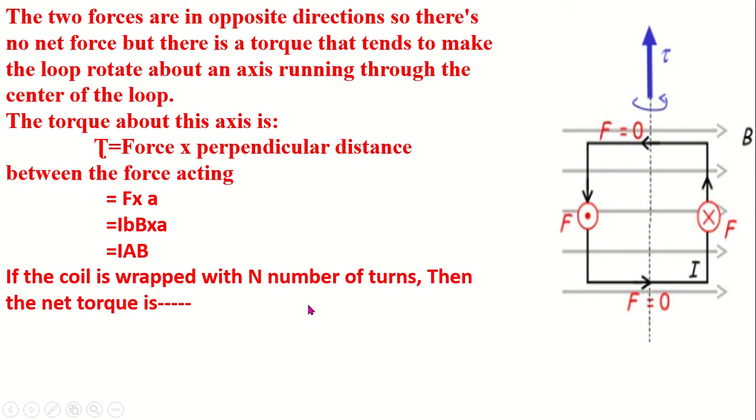If the coil is wrapped with N number of turns, then the net torque is what? Then you just multiply N with this term, and the torque becomes torque equals NIAB. Look, due to the torque, the coil rotates. This is the DC motor. Look here, the magnetic field is applied on the current carrying coil, and as a result torque is produced, and that's why the coil is rotating in the magnetic field around the axis.